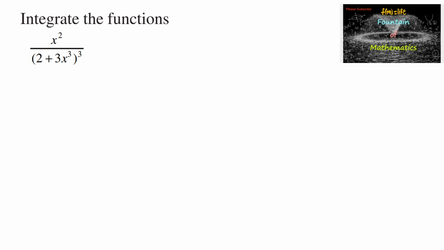Integrate the function x square upon 2 plus 3x power 3 whole power 3. So we can write integral x square divided by 2 plus 3 x power 3 whole power 3 dx.